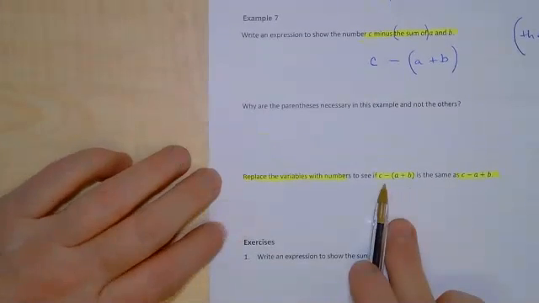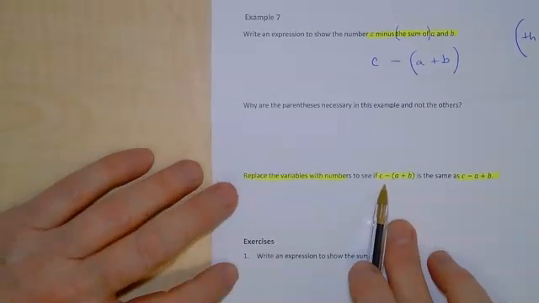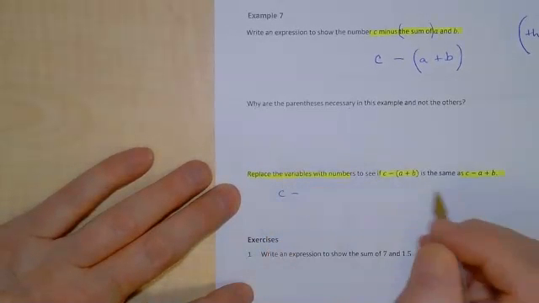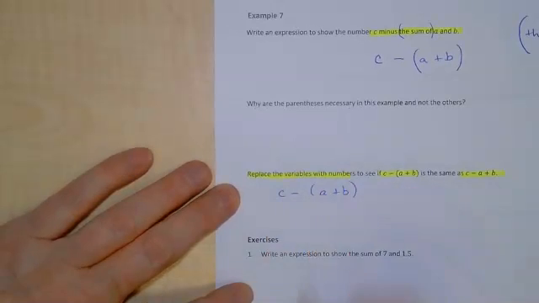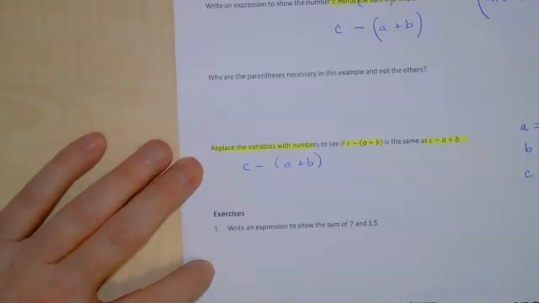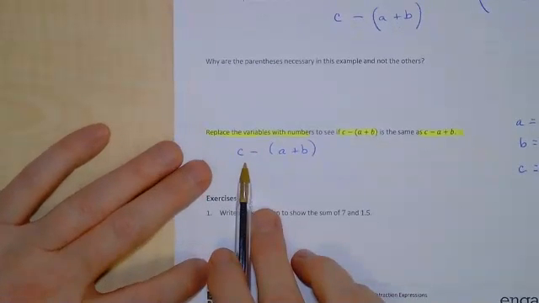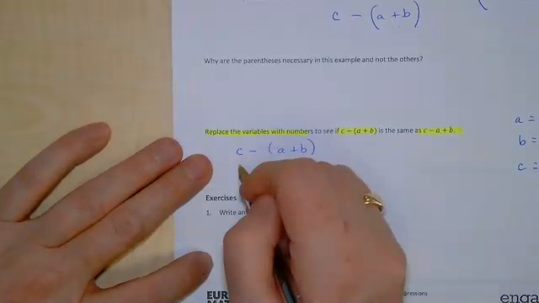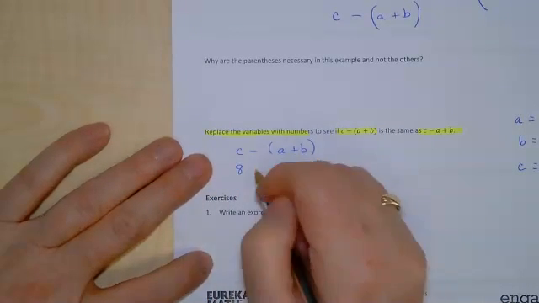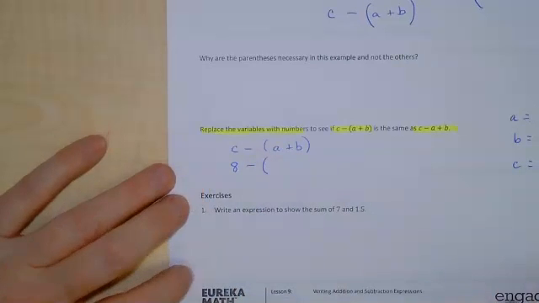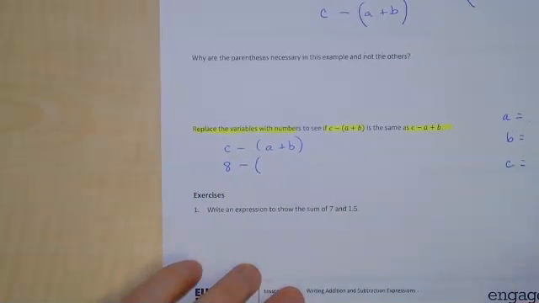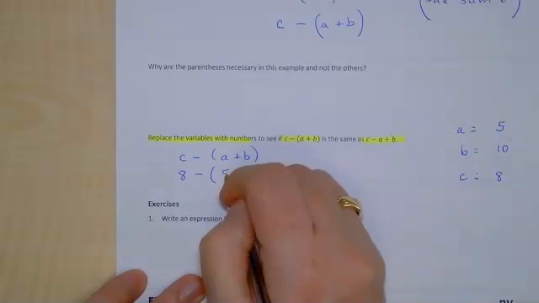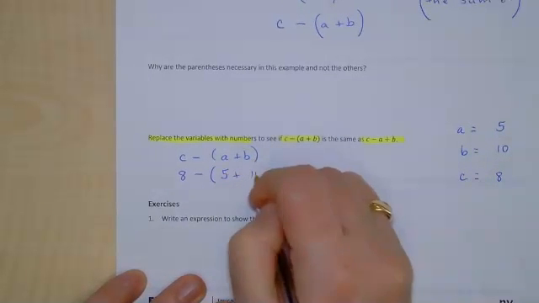So here's what we're going to do. We're going to write this first math sentence down with the parentheses the first time. What I'm going to do is switch out each of these letters for the numbers that you guys picked. So for C, Caleb picked an 8. For A, Jason picked a 5. And for B, Brooklyn picked a 10.